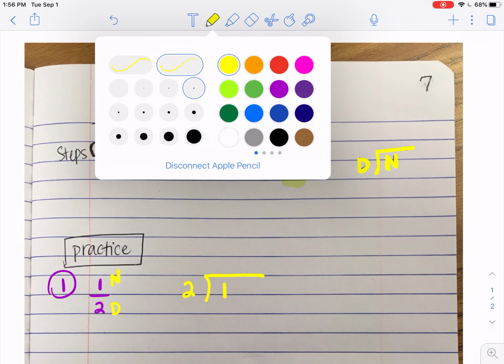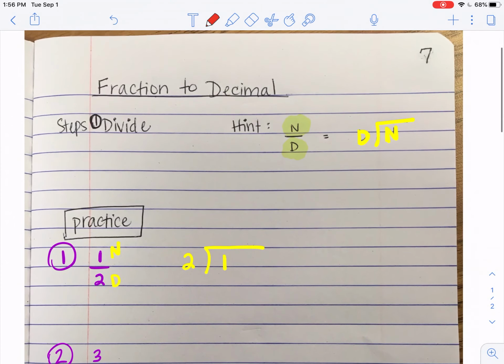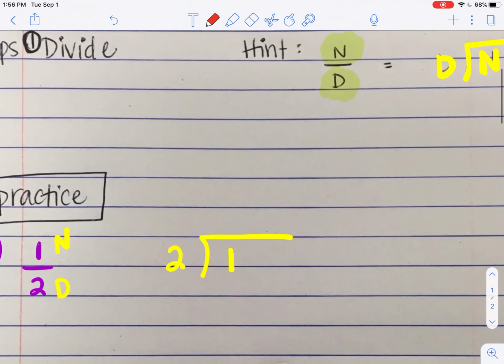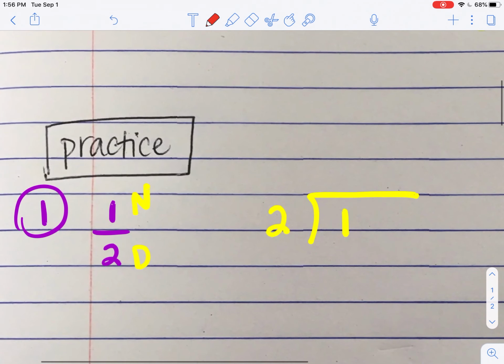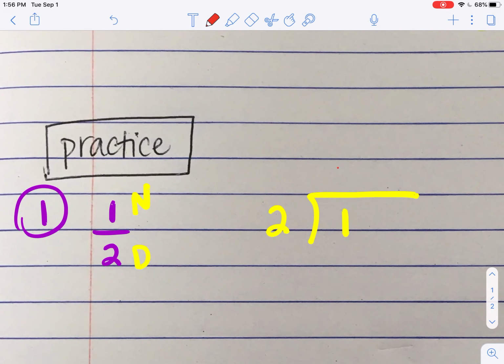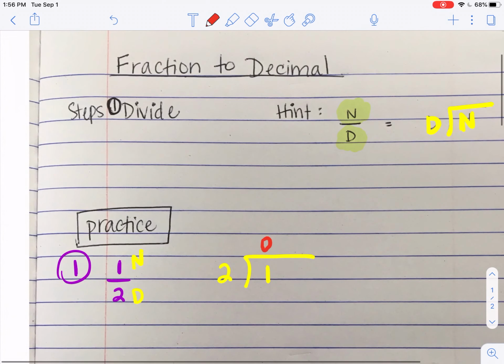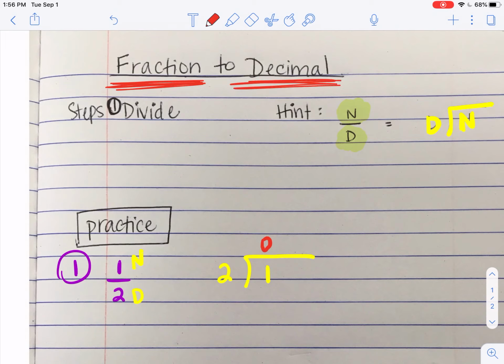And now we start dividing, which is almost just as confusing, because now you're looking here and you're saying, great, 2 goes into 1 0 times. But how does that really help me? And then this is where I want you to remember what we were doing. We had a fraction and we want to make it into a decimal. So I want you to think about this.